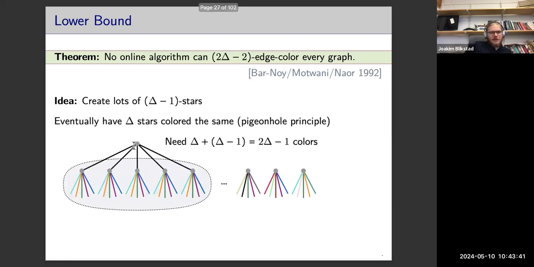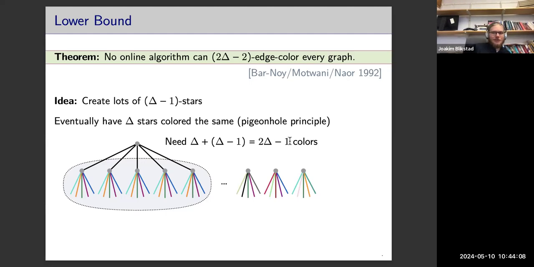And then if you just add a new vertex here with these black edges, you can see that when you color these black edges, they all need to be different. So you need to use at least delta different colors here, and they can be none of the colors used in the ones below, because they're all the same there. And below we used delta -1 colors. So to color this, we need 2 delta -1 colors. And this is a lower bound for deterministic algorithms.